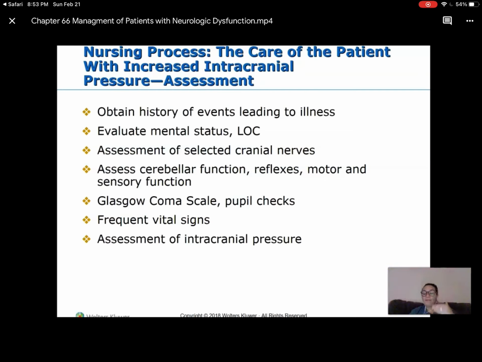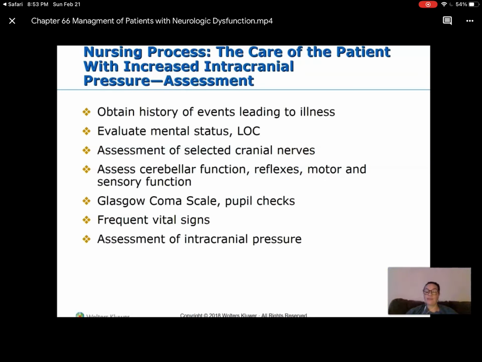High means what? Low means what? There is a Glasgow Coma Scale in your book. Pupil changes. Again, frequent vitals. I already said and showed you right now how important these vital sign changes are. So please, please, please, we're probably going to be checking every 15 minutes, maybe every 10. But these subtle changes, it is considered an emergency.